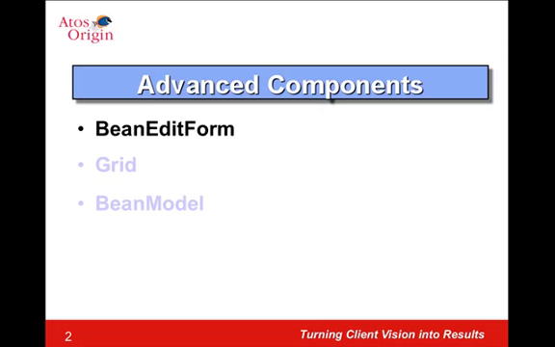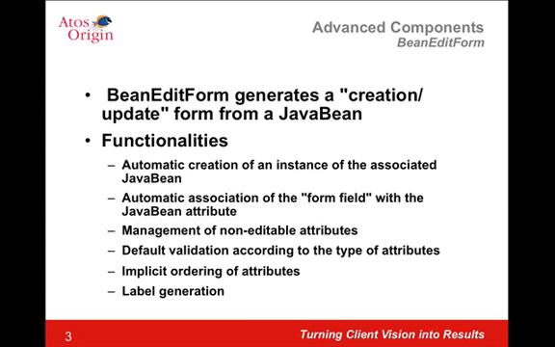In this part, we will have a look at some advanced components. First, we will use the BeanEditForm, which allows us to write a form very easily. Then the grid component, which will display a list of data, like the loop component, but with more powerful functionalities. In the last part, we will use the BeanEditModel. With this object, we will be able to customize the grid and the BeanEditForm.